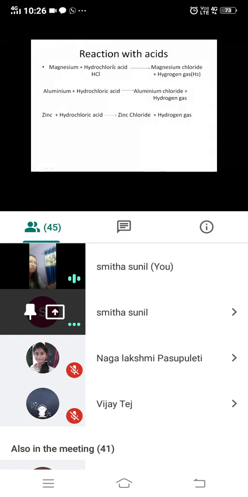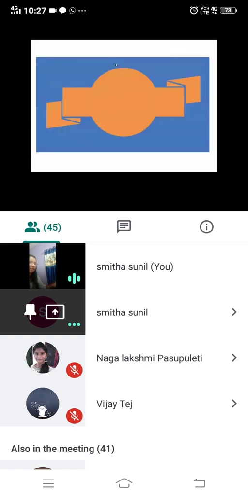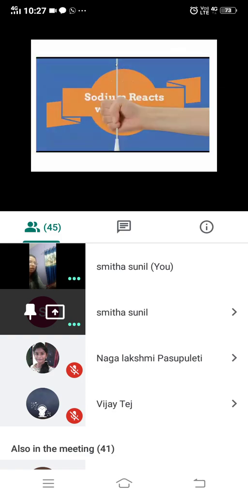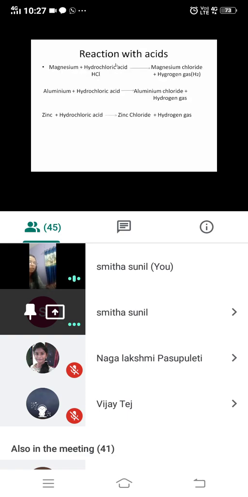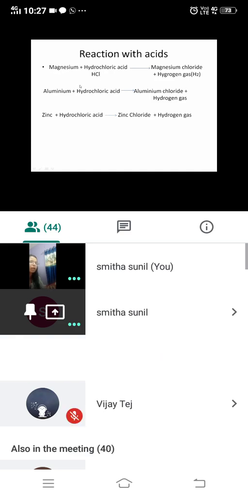Now this is how the metals react with acids. We have seen how metals react with water. We have seen metals and non-metals, how they react with water. Now we will see how metals and non-metals react with acid. So, reaction with acids. Magnesium is a metal or a non-metal?